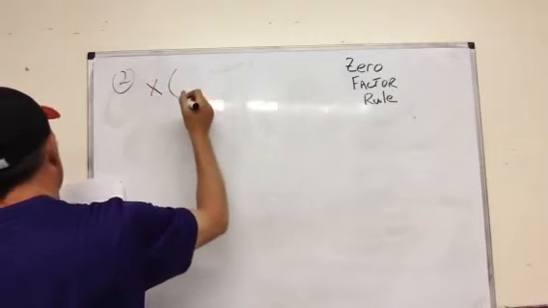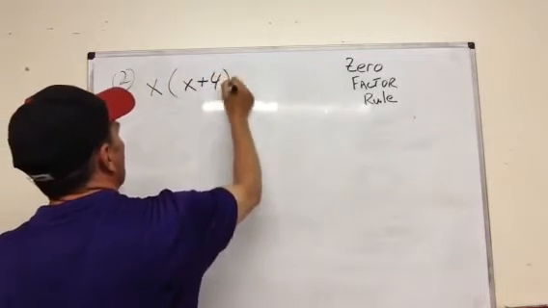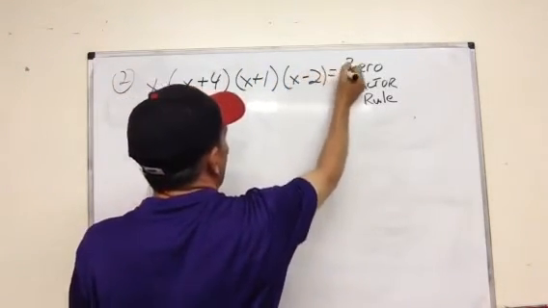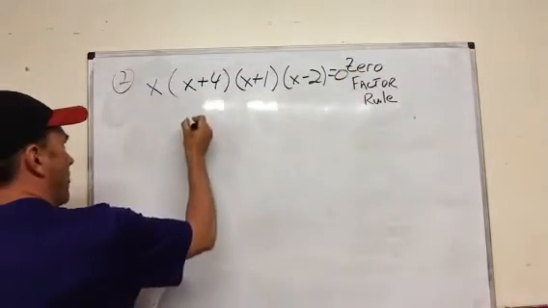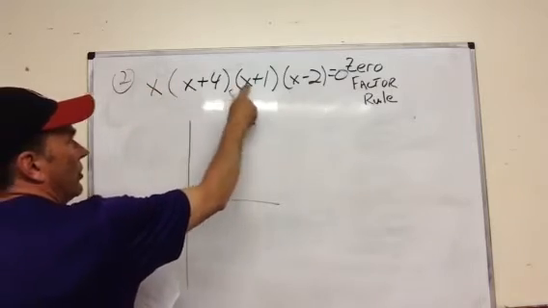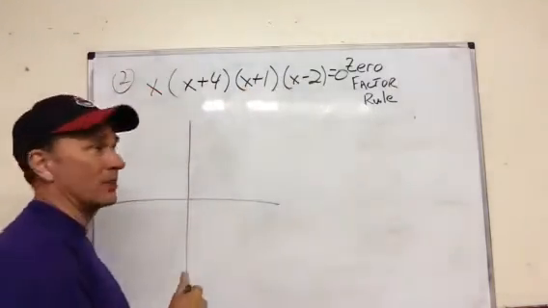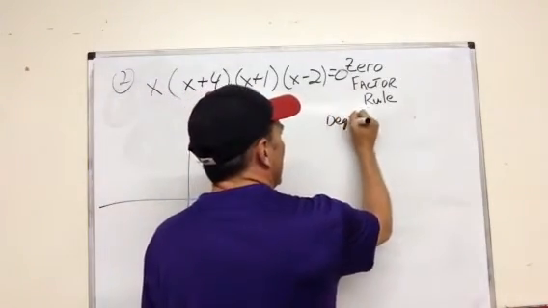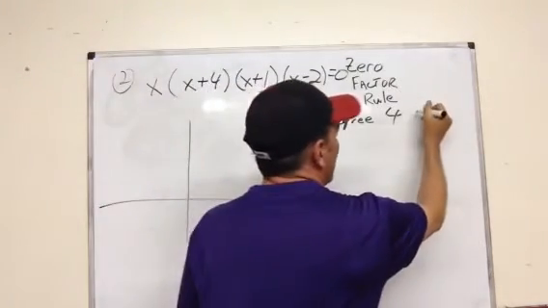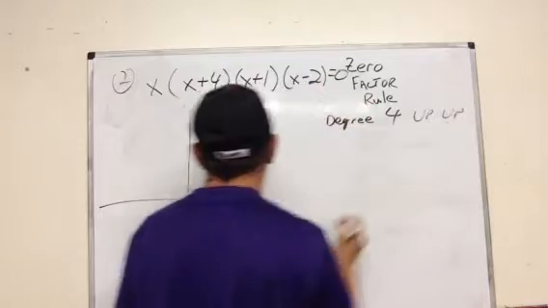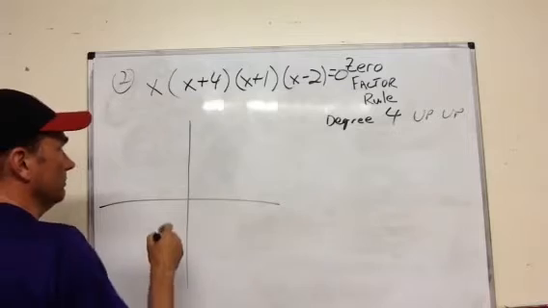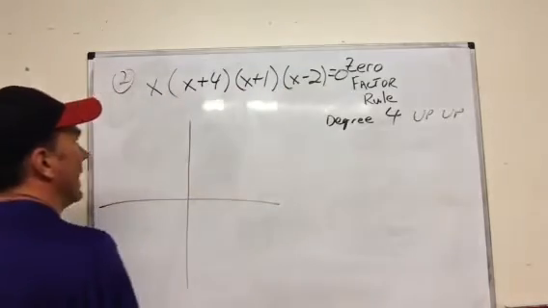We start with x plus 4, x plus 1, x minus 2 equals 0. Now again, I have 1, 2, 3, 4 x's here, 4 factors. So my degree is 4. They're all positive, so this means it's up and up. So it's going to start up here, end up here, because I have 4 different factors.